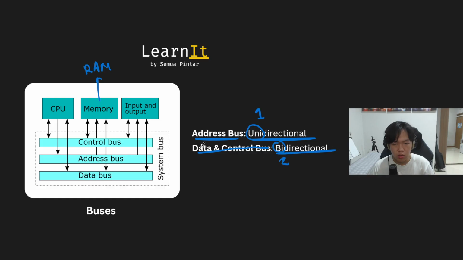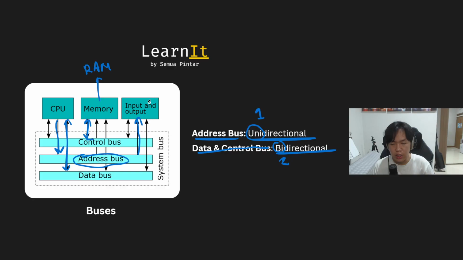So what does this mean? If we look at the address bus right here, we see the arrows which connect to it. They all go only in one direction. From the CPU to the address bus, it goes only one direction, and from the address bus to the input and output devices, it only goes one direction. Meanwhile, the data and control bus go in 2 directions. As you can see here, the rest are all 2 directions.